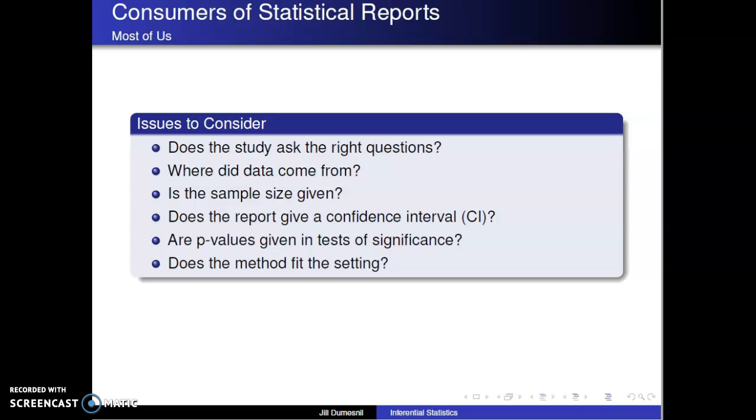In the next video, we will start getting into some of those calculational details.